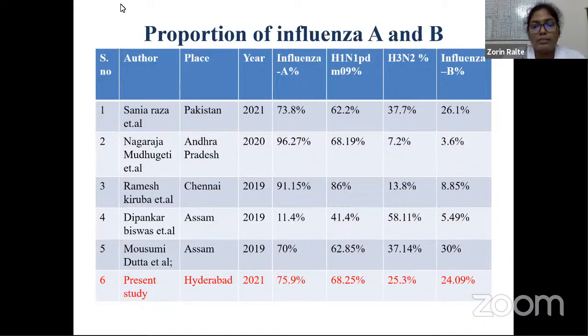influenza A detected were 75.9% among all the positives, whereas in other studies it ranges from 11.4% to 96.27%. Of the total detected influenza A positives, H1N1 detected were 68.25%, while in other study it ranges from 41.4% to 86%. And H3N2 detected were 25.3%, while in other study it ranges from 7.2% to 58.11%. And influenza B detected were 24.09%, while in other study it is ranging from 3.6% to 30%.